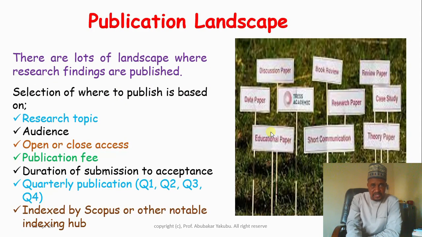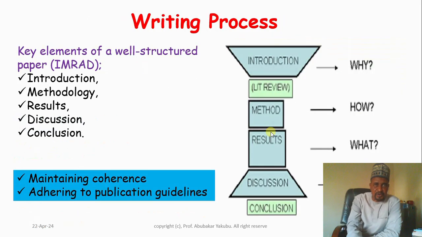Before we go into discussing more about publishing in recognized and reputable journals, we need to understand the publication landscape. In the publication landscape, there are different areas where you can publish your papers. There are lots of landscapes where research findings are published. Selection of where to publish is based on research topic, audience, open or closed access, publication fee, duration of submission to acceptance, quarterly publication, that is Q1, Q2, Q3, Q4, and then indexed by Scopus or other notable indexing hub.